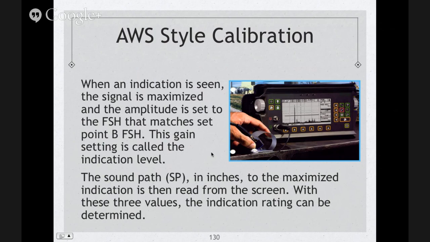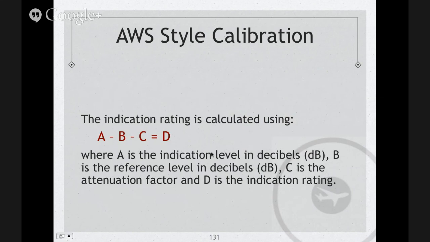The indication rating is calculated using A minus B minus C equals D, where A is the indication level in decibels, B is the reference level in decibels, C the attenuation factor, and D the indicating value or rating.